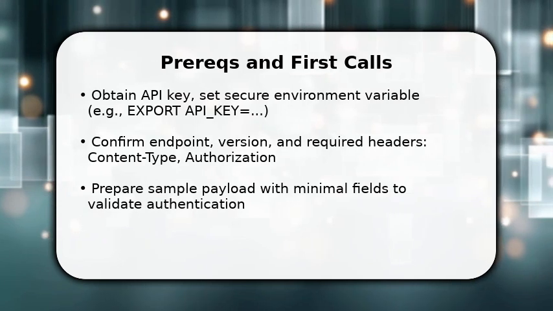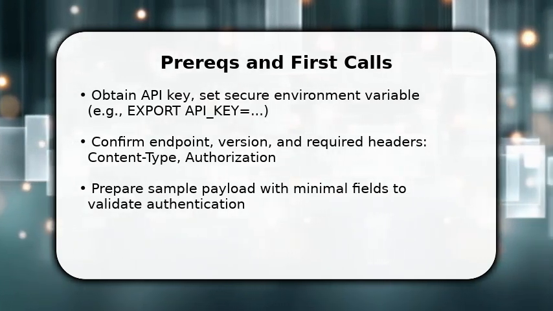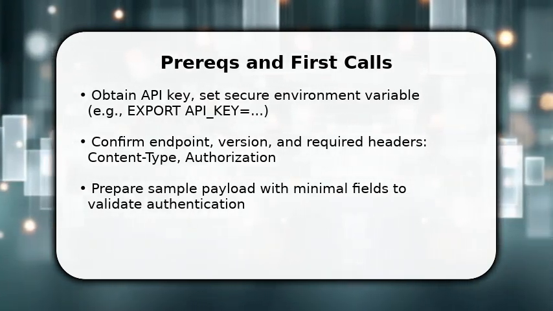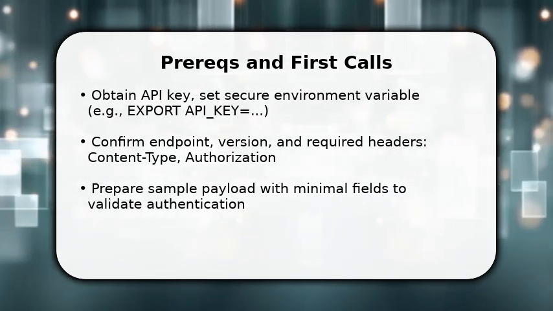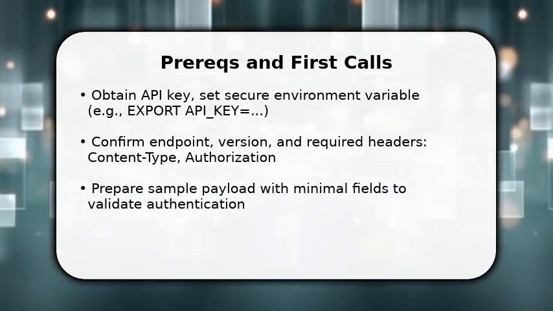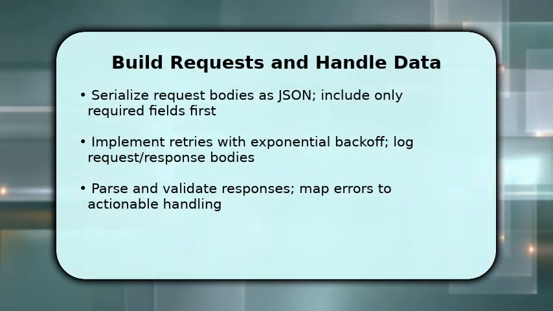If it fails, inspect status codes. 401 means auth, 400 means payload. Once you see a valid response, you can expand payloads and iterate confidently. You now build real requests and manage data flow.